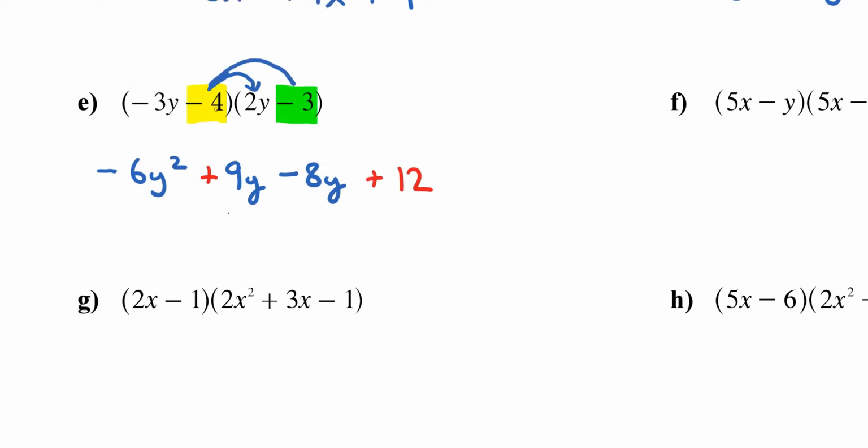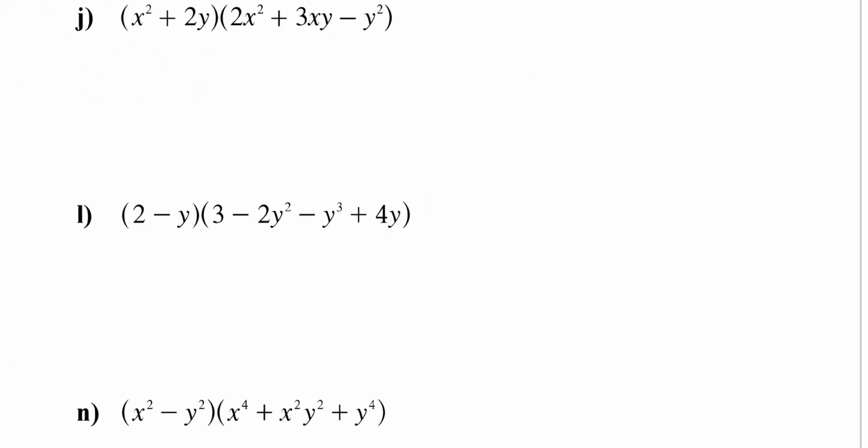For this particular question, the second and third terms you can combine. So 9 minus 8 is going to be 1, so negative 6y squared plus 1y, and then plus 12. So that's my final answer for that one. Okay, let's move on to letter L here.